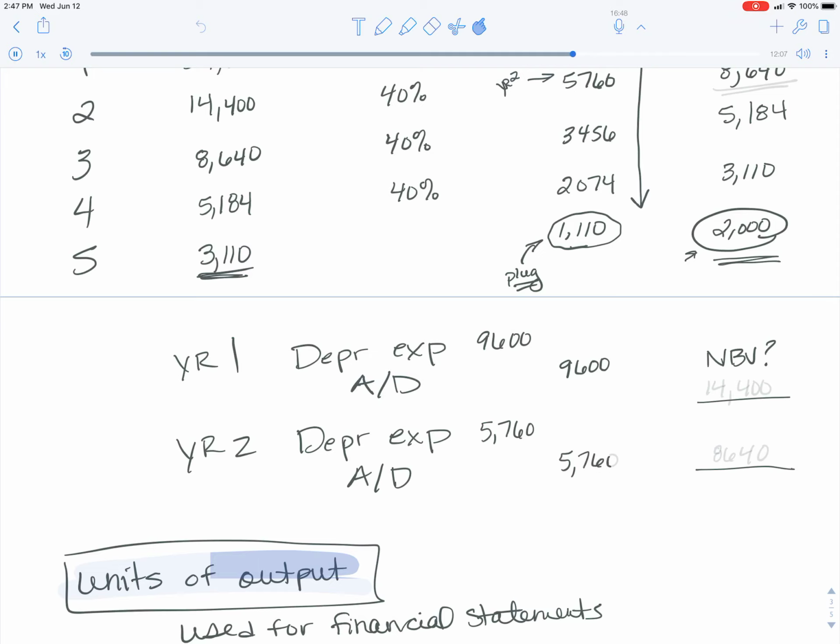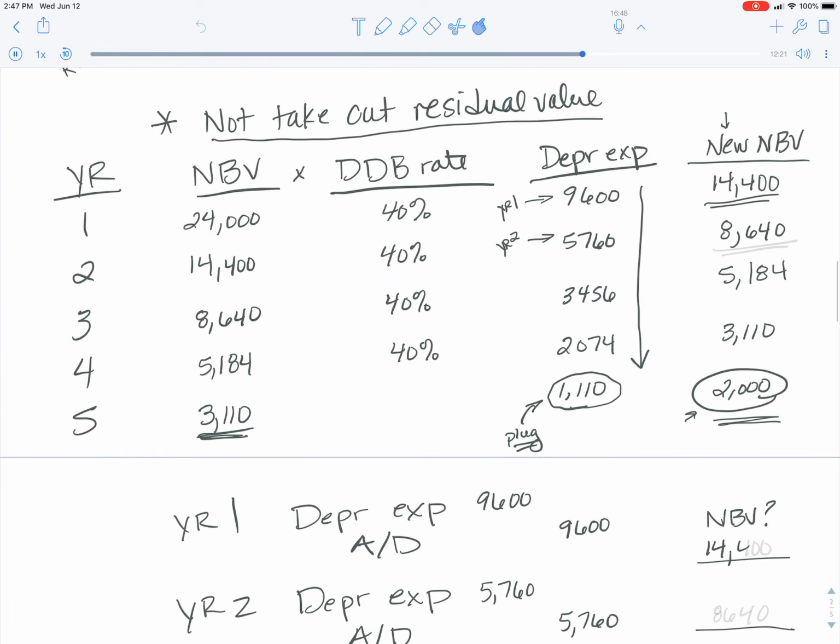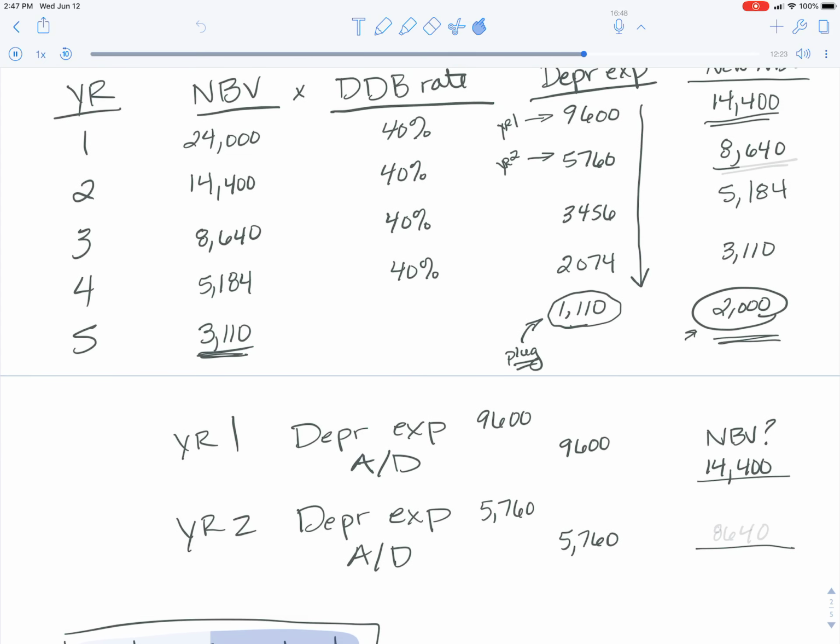So the account names are the same. We just use a different method of calculating and different amounts. So your net book value after year 1 is going to be 14,400, and after year 2 is going to be 8640, which we calculated above. So that's your second method.